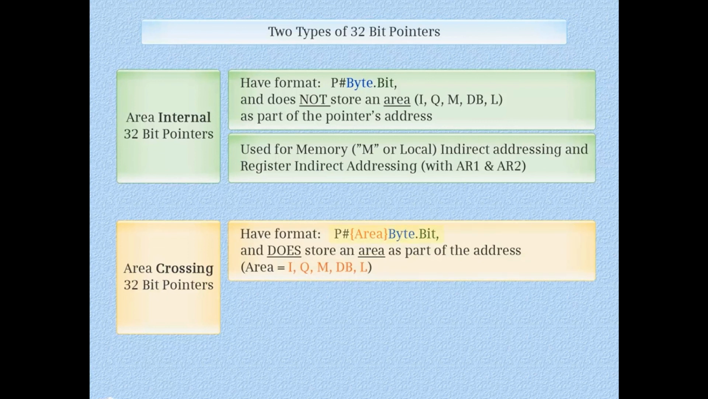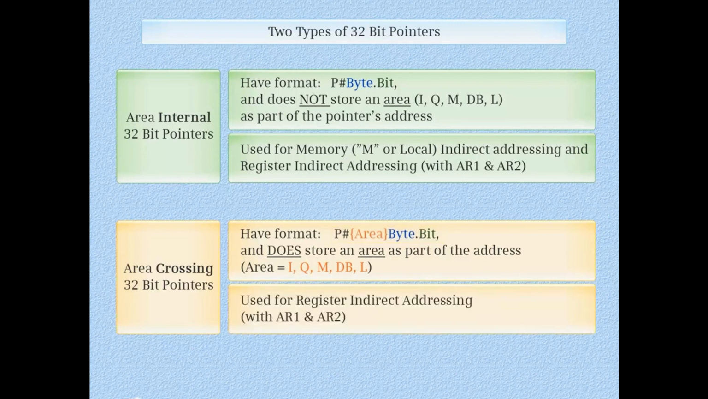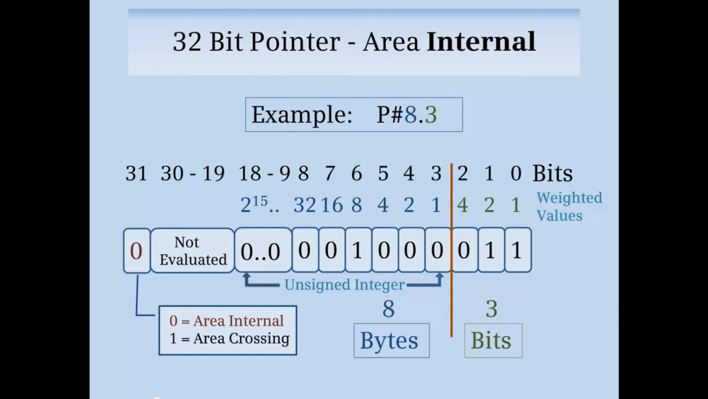32-bit area crossing pointers have the format P#area byte address.bit address and do contain the area as part of the pointer's address. Area crossing pointers are used for register indirect addressing with AR1 and AR2. The P# causes the ones and zeros to be formatted such that bits 0 through 2 correspond to the bit address and bits 3 through 18 correspond to the byte address, which is stored as an unsigned integer.